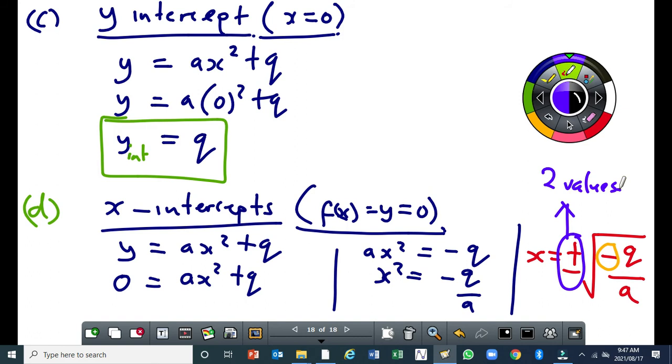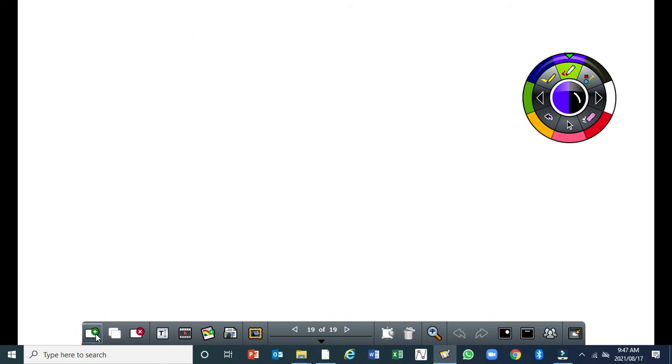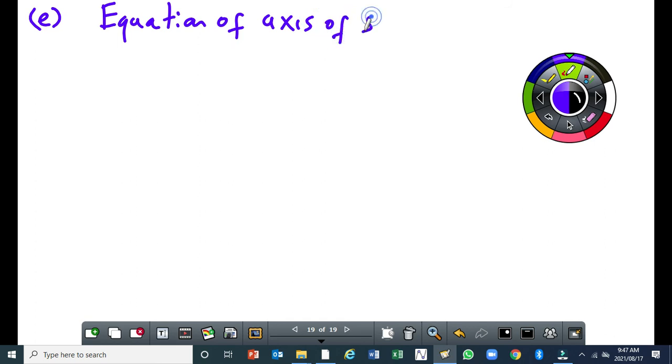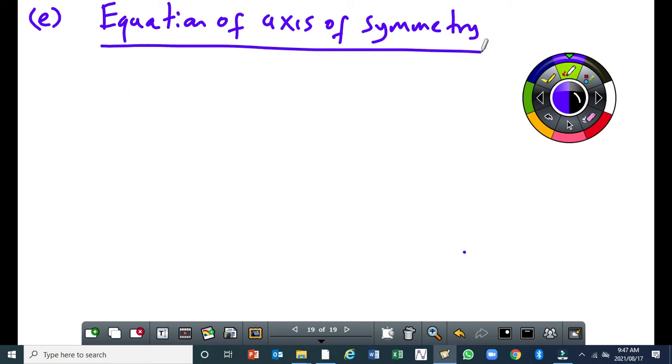Okay, let's talk about the axis of symmetry. Because the graph has got an axis of symmetry, and that axis of symmetry has an equation. So DE is going to be the equation of the axis of symmetry. An axis of symmetry has got an equation.